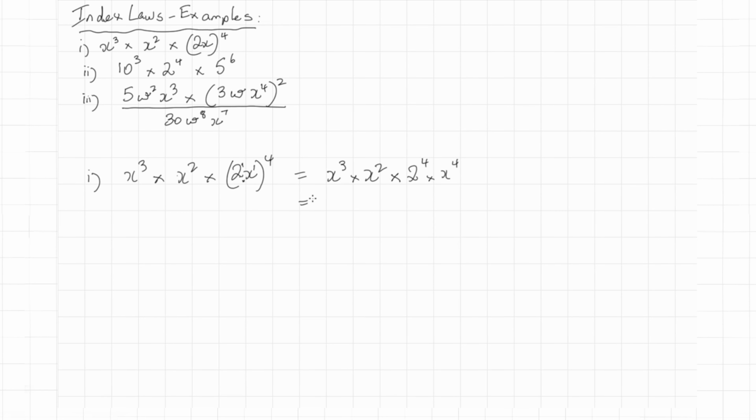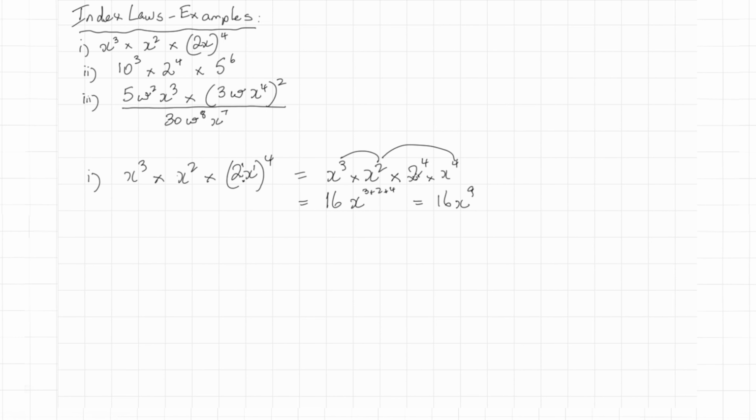And we can work out 2 to the power of 4, because it's normal to put the number at the front. So we've got 2 to the power of 4, which is 2 times 2 times 2 times 2, which is 16. And then it'll be x. Now we've got multiply. We've got 3 of them multiplied together, so we've got to add the powers. So it'll be 3 plus 2 plus 4, and that'll be equal to 16x to the power of 4 plus 2 is 6, and 3, 9. Okay, so 16x to the 9.